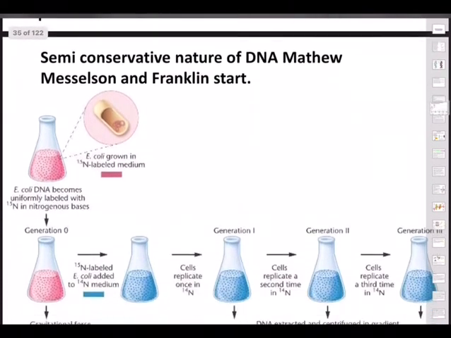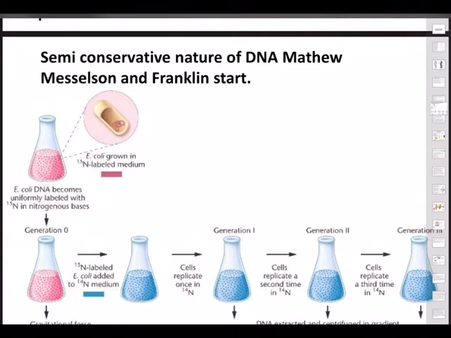Hence, two exactly identical double-stranded DNA molecules are formed. In each new DNA molecule, one strand is old, that is the parental strand, while the other one is newly formed. Hence, Watson and Crick described this method as semi-conservative replication. You are seeing the new one and the old one.